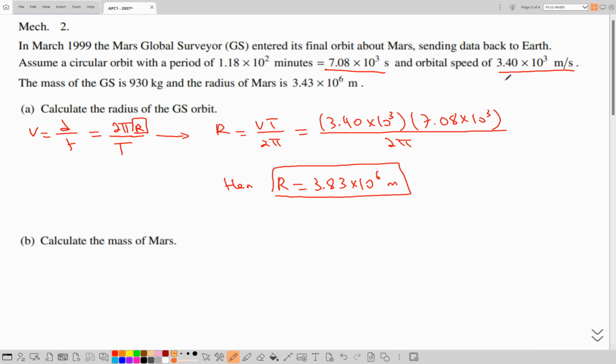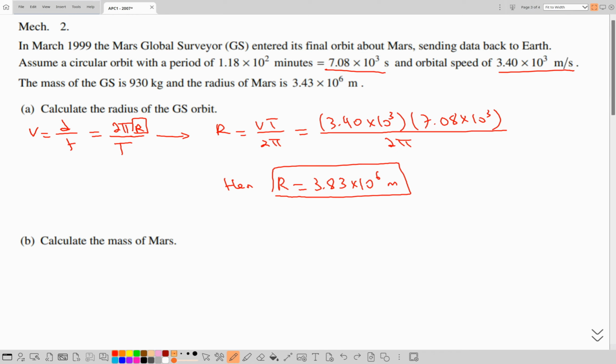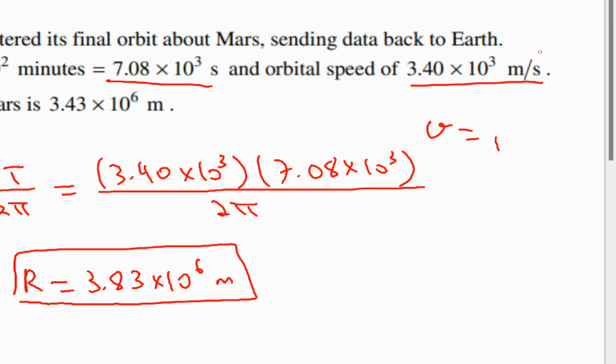Although they have mentioned in the text Earth, the two bodies we're interested in are basically the GS and Mars. Now, we're asked to calculate the mass of Mars. What does this mass represent? Is it the central mass or the orbiting mass? Because the GS is orbiting Mars, Mars is the central mass. And because we have the speed, the central mass is related to the speed by the following formula. But remember, this is an FRQ.